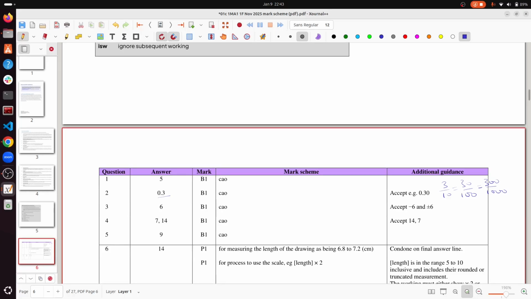And the other one says 6, accepts -6 and plus or minus 6.